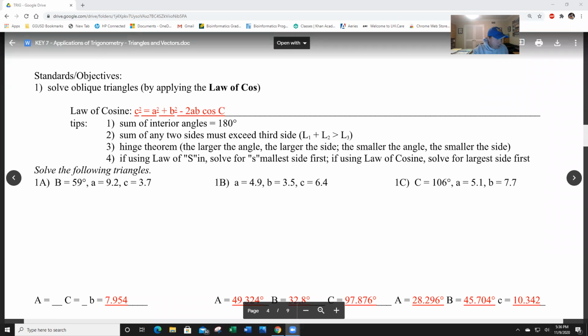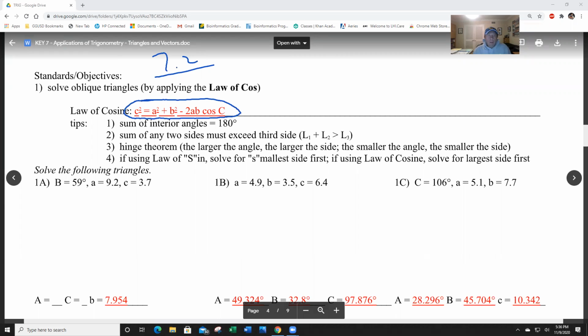All right, this is section 7.2, which I don't think is actually on the screen here. So this is section 7.2, the law of cosines. All right. Now, here is the generic formula for that.